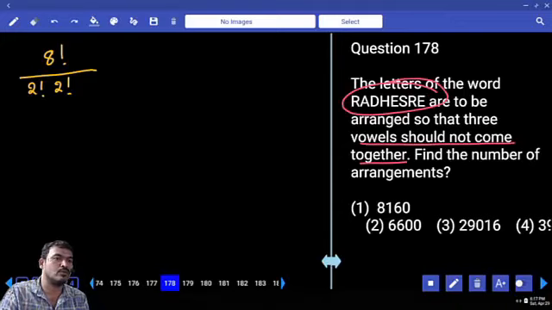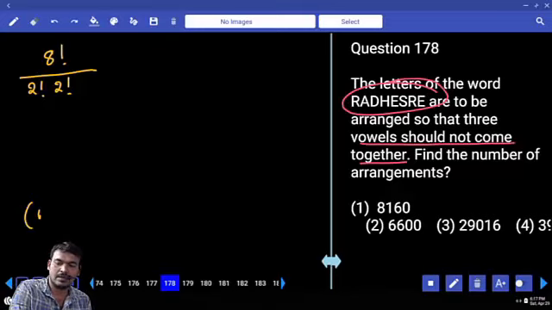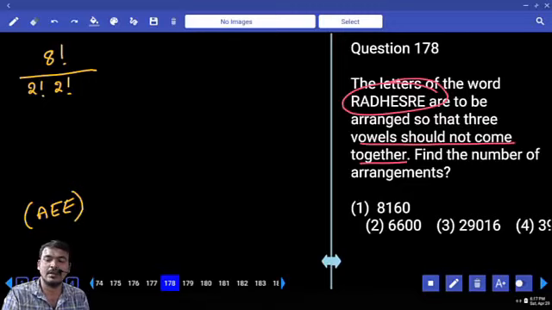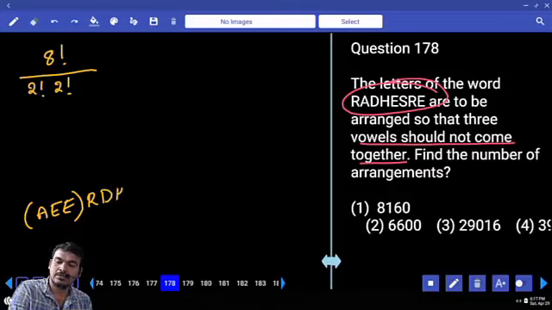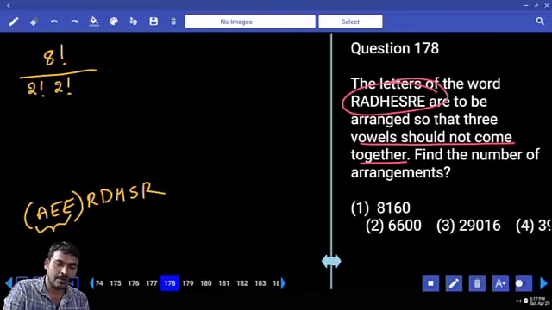And here vowels come together. Vowels come together means how many vowels are there? 3 vowels. Those 3 vowels we consider as one entity or not? One entity. What are the remaining letters? 5 letters: R, T, H, S, R. Okay. These 3 vowels we consider as one entity. Remaining 5 letters. Total of 6.